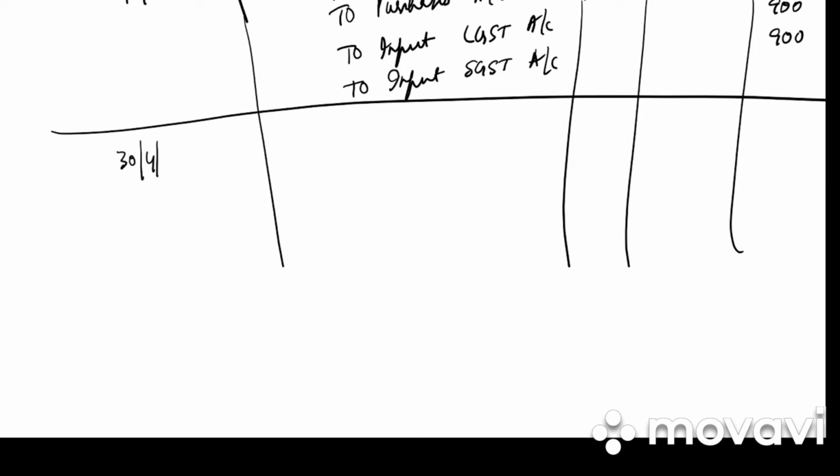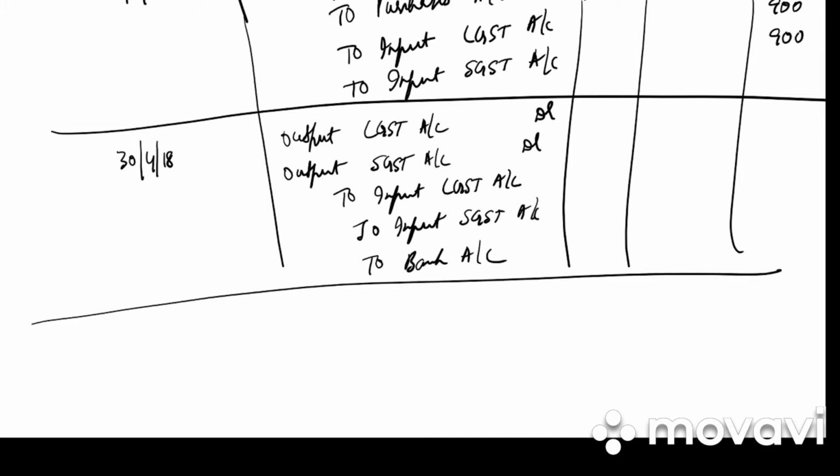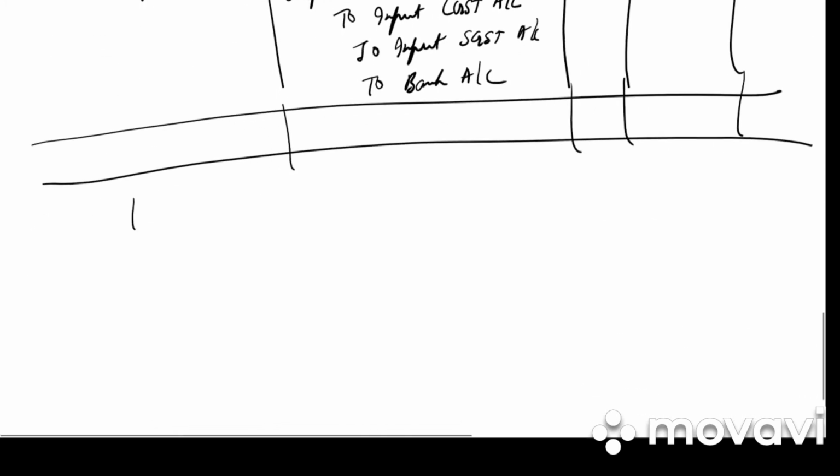And last we have on 30th April, we need to set off the GST. So क्या थी उसकी entry? Output CGST account debited, output SGST account debited to input CGST account, to input SGST account, to bank account. After you have done this, below the table write down working note.